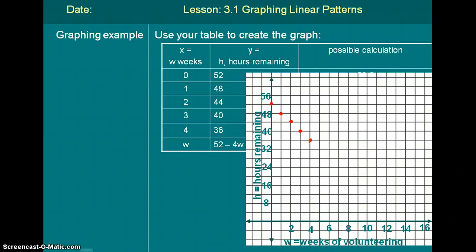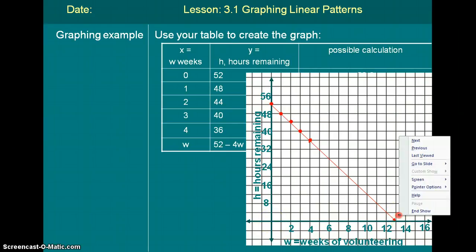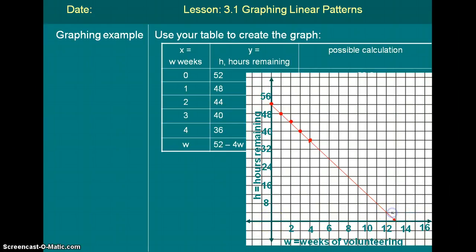Again, we can see that things are lining up nicely. We can see the line. This graph is really useful. I can tell that John will be down to 0 hours here at 13 weeks. Again, this has been an example of a constant decrease. Feel free to rewind and try any of the other examples from the constant decrease.